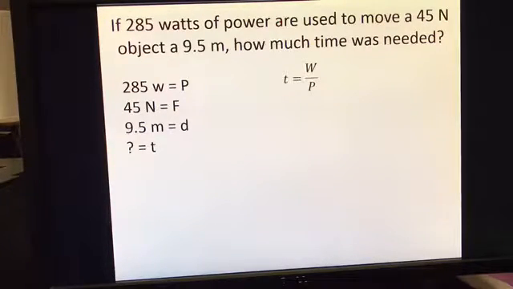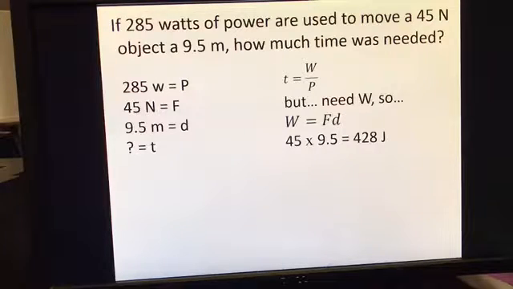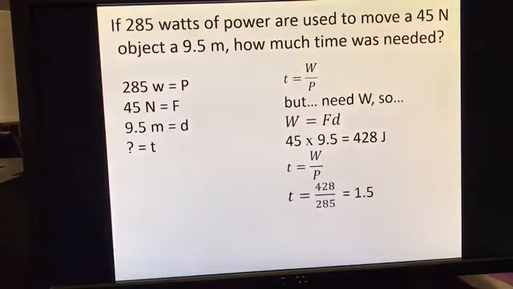Well, our power formula rearranged to solve for time is the only formula that we have that has time in it. But we need W, we need work. So work is force times distance. We have force and distance. So plug in your values for force and distance to get your work. Plug it back into the formula. Now plug that into your formula. Work over power, 1.5 seconds.